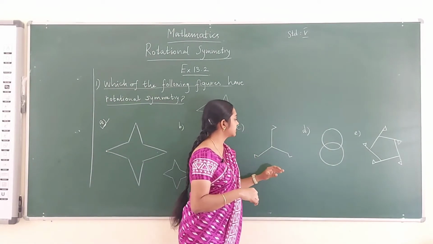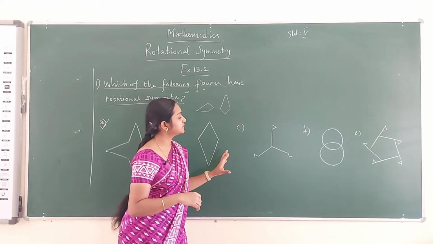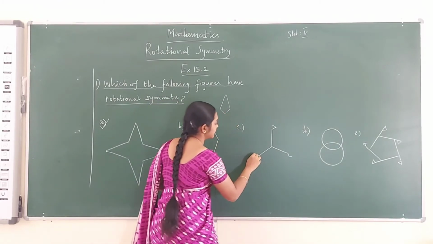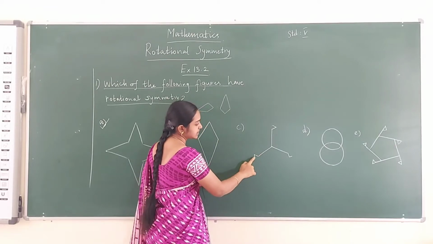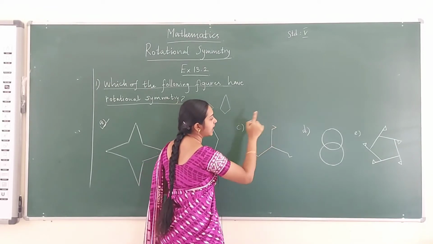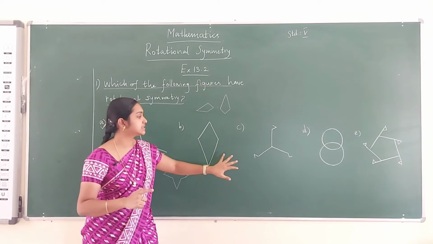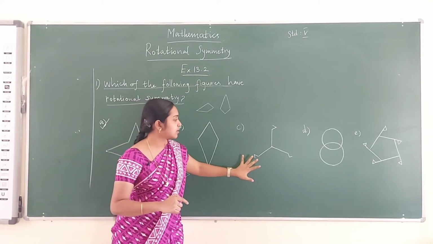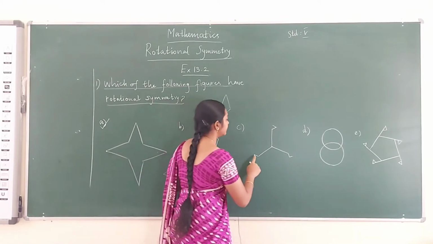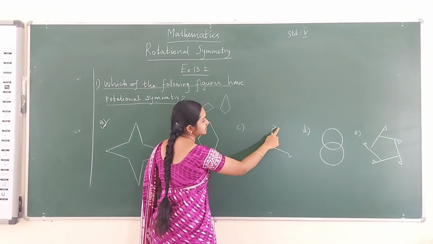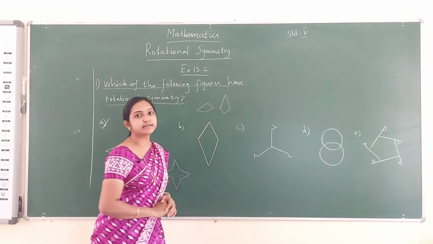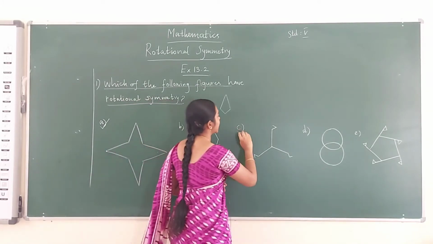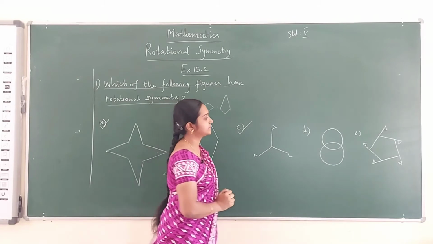And this, when the rotation is made at the center, when we rotate, this point will reach here and at that time it will look the same as the original image. When we rotate this along the center, when this point reaches here, it will look the same as the original image even after rotating. So this has rotational symmetry.